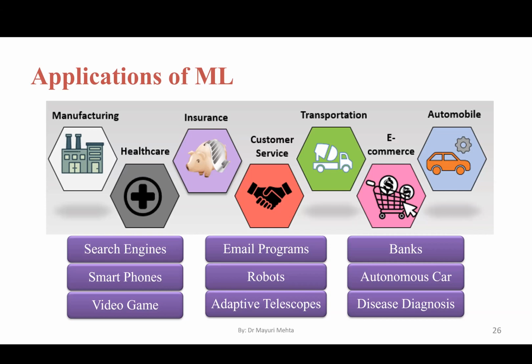Next application is robots. Robots use machine learning and deep learning algorithms to localize themselves and to identify obstacles. Similarly, autonomous cars use machine learning and deep learning to drive, to recognize obstacles, to recognize objects, and so on. Video games which you play on your smart devices use these algorithms to enhance the player's experience. I think I discussed that in the last class, that the opponent is an algorithm when you play these games on your smart devices. Adaptive telescopes use these algorithms to improve image quality.